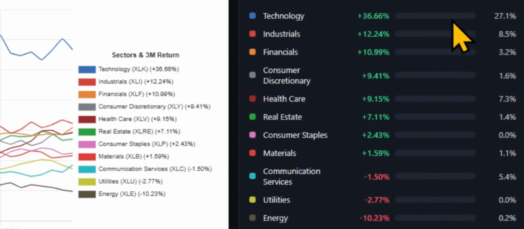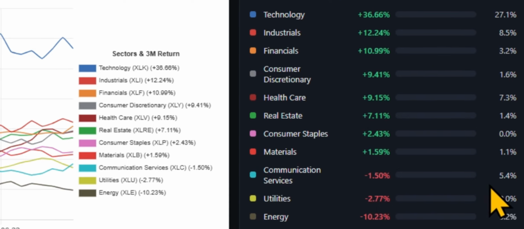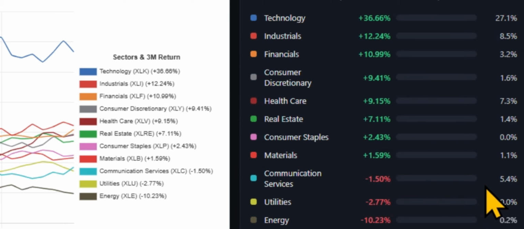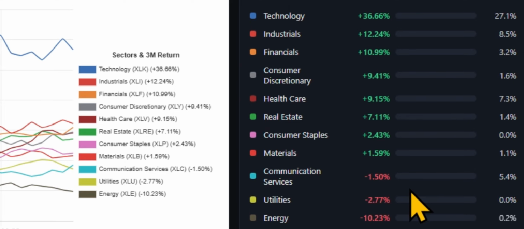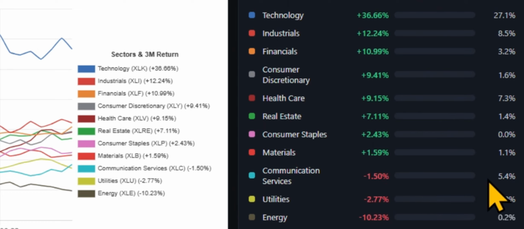So for instance here, I have 27% of my money in technology, which is pretty good. 8% of my money in industrials, which is also pretty good because these are the 2 highest performing ones. But here's the interesting part of this analysis. I have 5% of my money in communication services, which is returning negative 1.50.